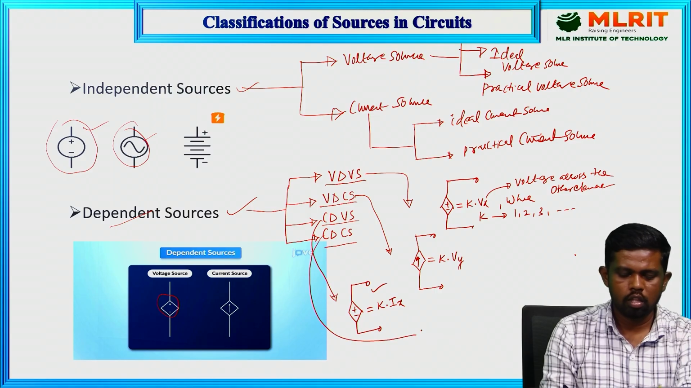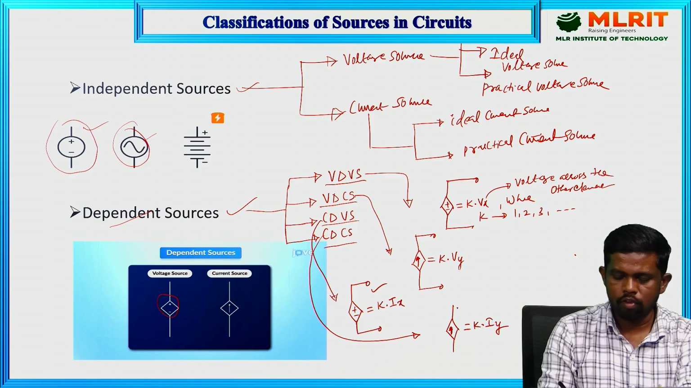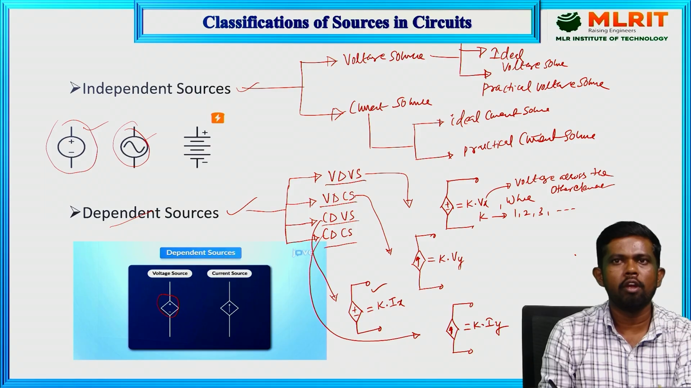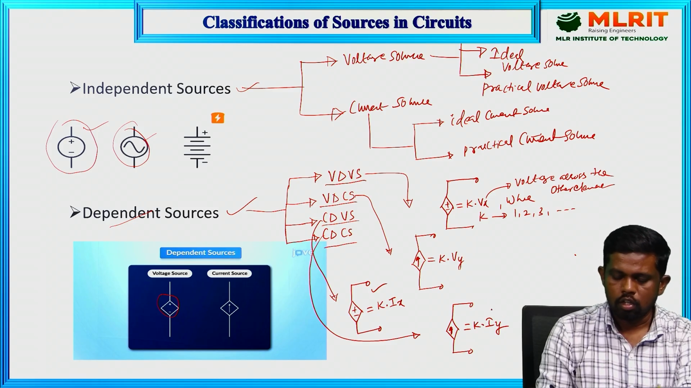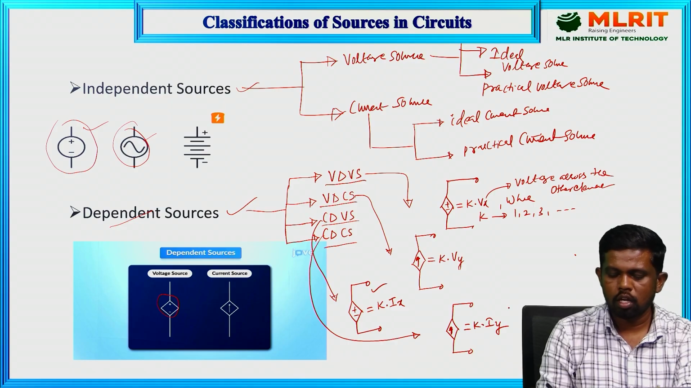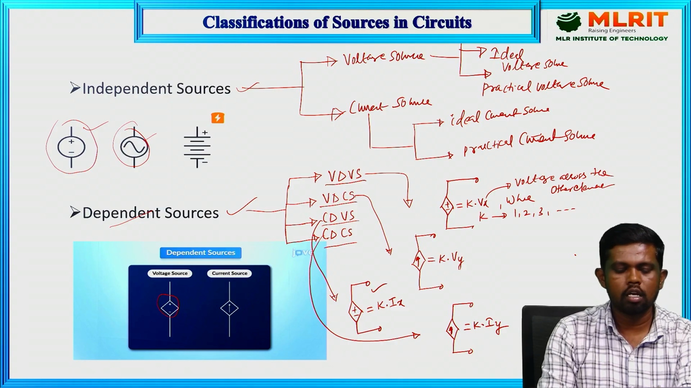The last one in the dependent source category is the current dependent current source. Basically it is a current source whose value depends on the current flowing through another element. We represent the current value as k times Iy, where Iy is the current given by the main independent source or by another element in the same circuit. This k is a real number like 1, 2, 3, 4, and based on the requirement we can take it as the k value. That's why it is called a current controlled current source.